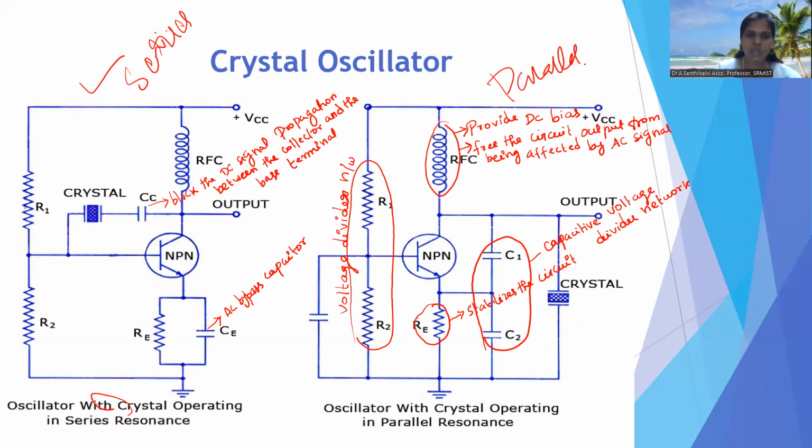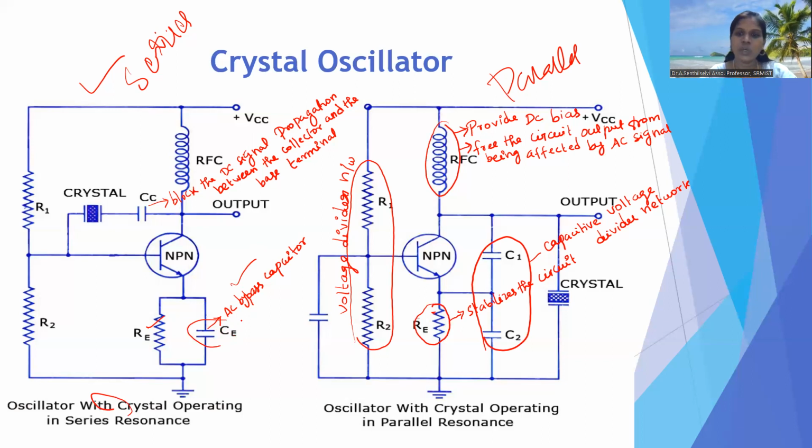See here, what components are available? The important component here is the RFC, the radio frequency coil. It provides two functions: it provides DC bias to the circuit, and it keeps the output free from the AC signal, not affected by the AC signal. Coming to R1 and R2, these act as a voltage divider network. RE stabilizes the circuit. In the series resonance circuit, the emitter capacitor acts as an AC bypass capacitor.